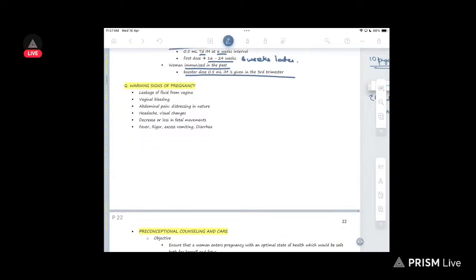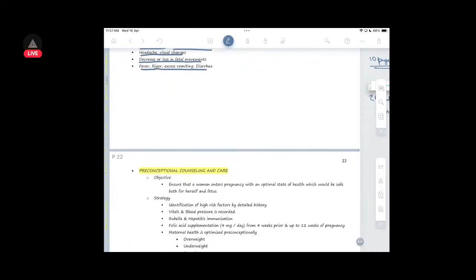Warning signs of pregnancy: leakage of fluid, vaginal bleeding, distressing abdominal pain, headache, visual changes, decreased or loss of fetal movements, fever, rigor, excessive vomiting, and diarrhea.